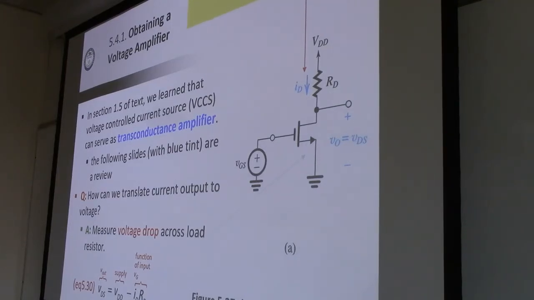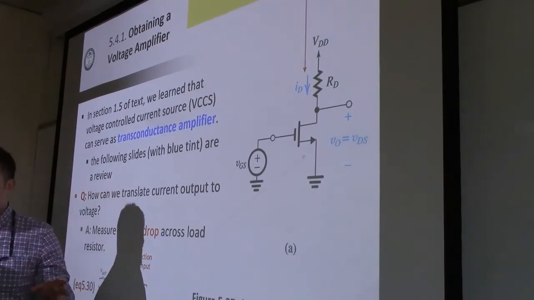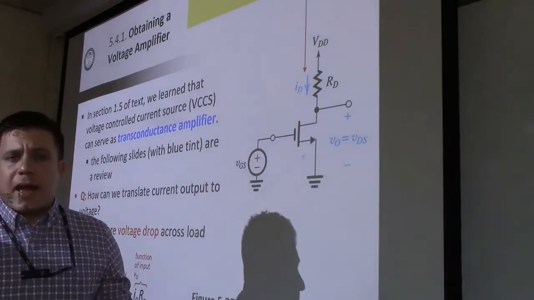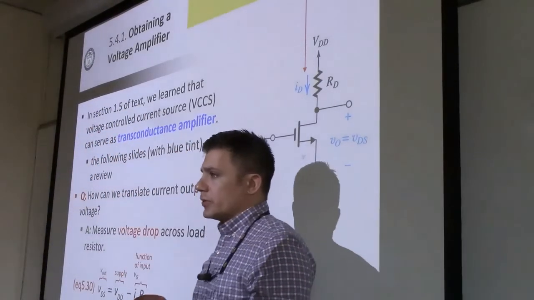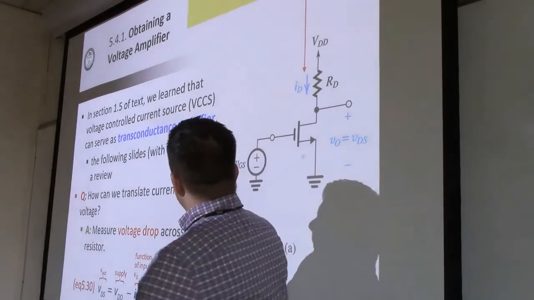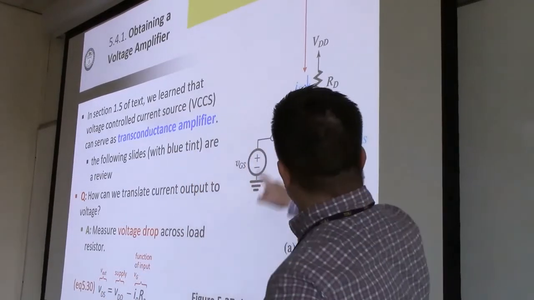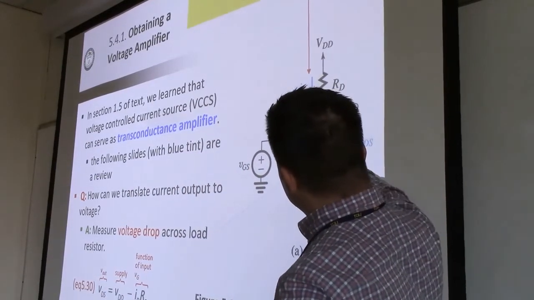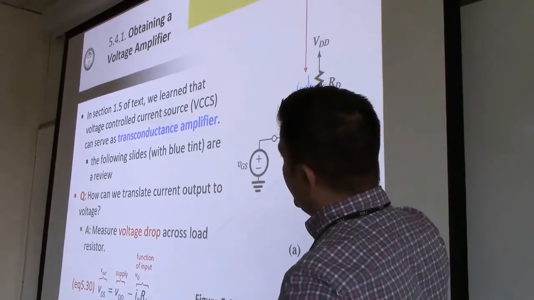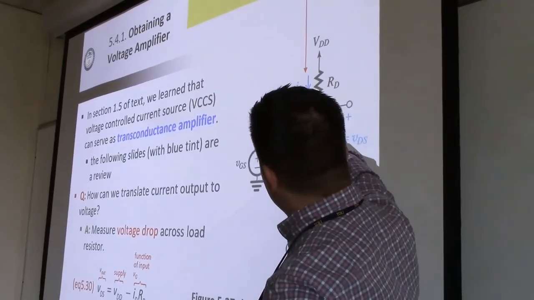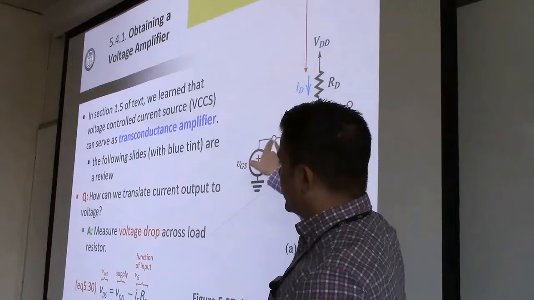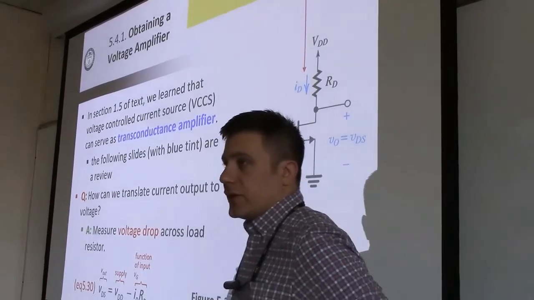Okay, so we have already talked about how we can look at the MOSFET when it's in the saturation region, as a voltage-controlled current source, where the current source behavior is between the drain and the source. This is essentially where your current source would be, and the voltage control is your VGS.